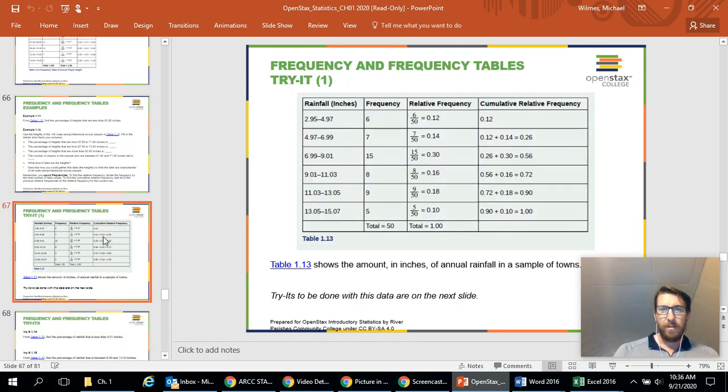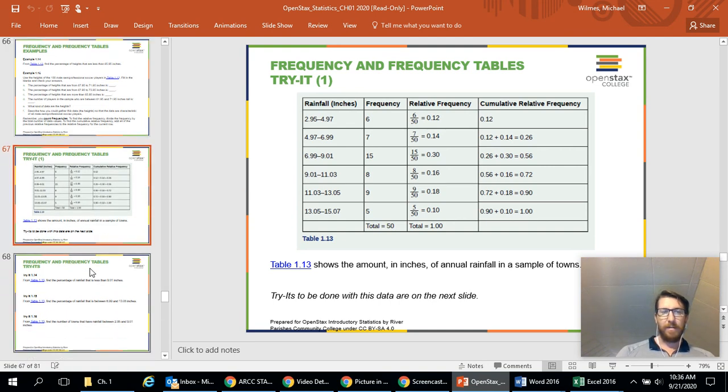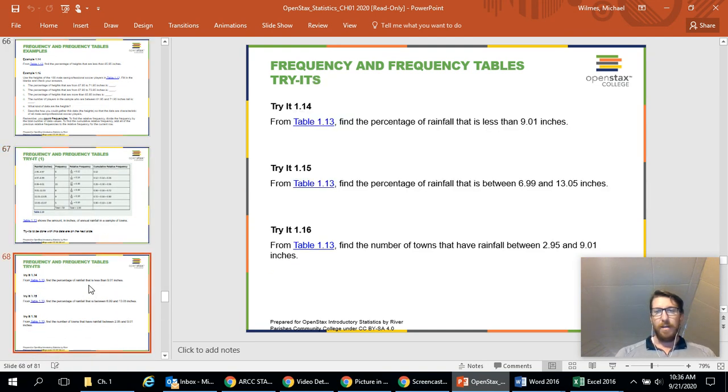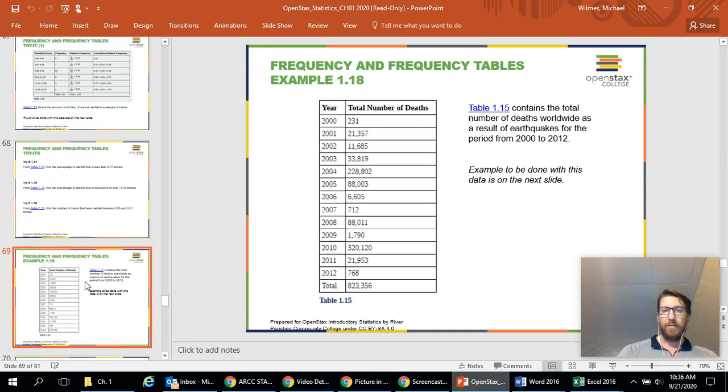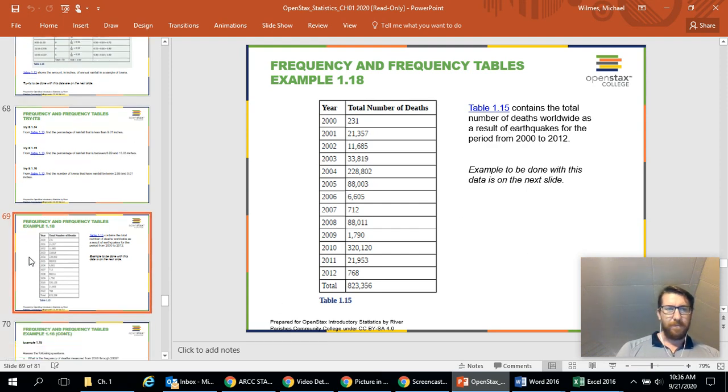So that's it. Here we have some more examples in the book, frequency tables. I'll let you kind of look over those. I'm not going to go through all of them. Here we have just been given the frequency table, and they give us the total, and we need to create the relative frequency and then the cumulative.